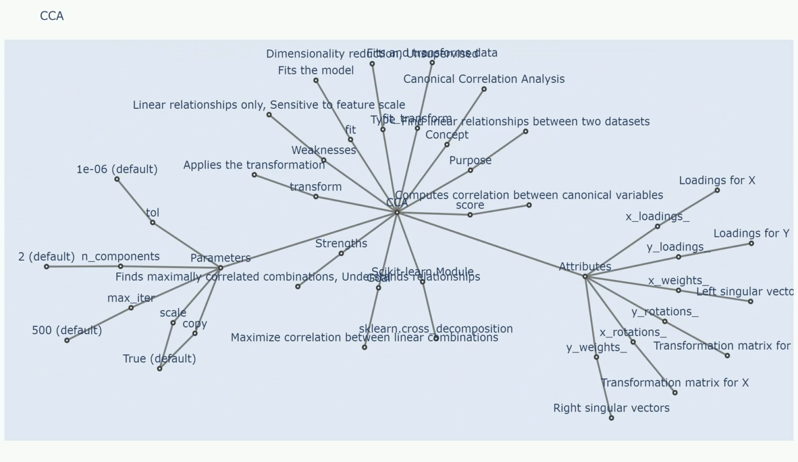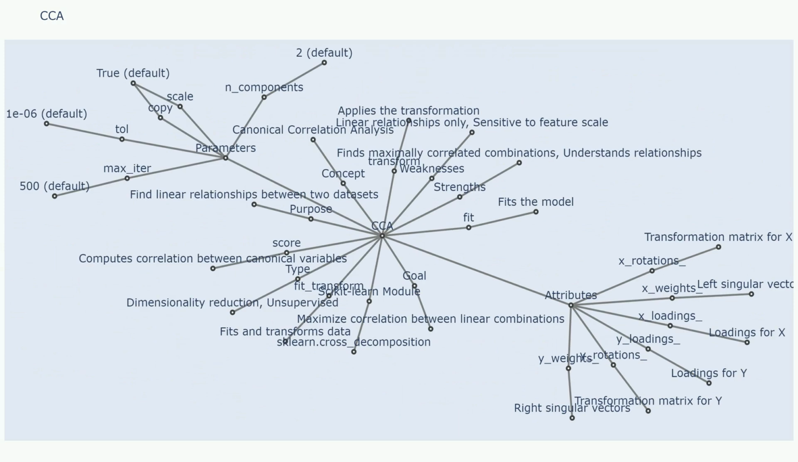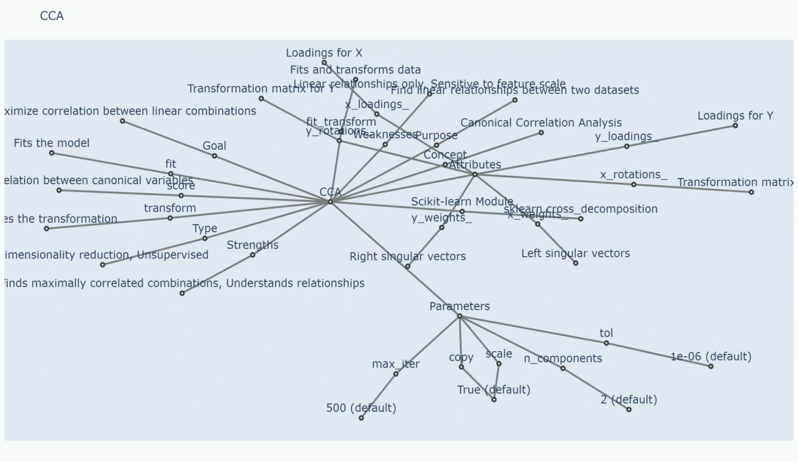Attributes. Name: x_loadings. Description: loadings for the first set of variables x. These represent the weights applied to the original variables to obtain the canonical variates. Type: array-like. Name: y_loadings. Description: loadings for the second set of variables y. These represent the weights applied to the original variables to obtain the canonical variates. Type: array-like.